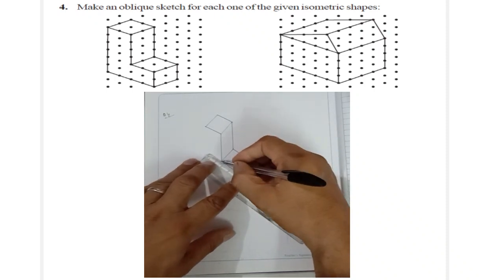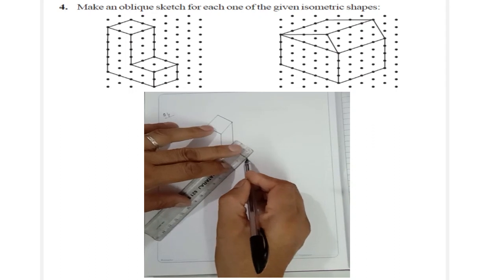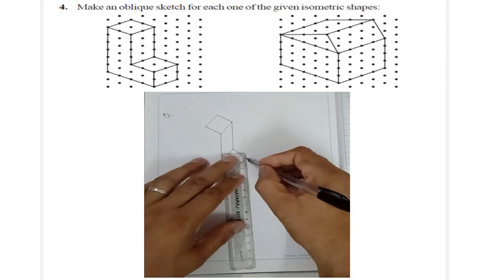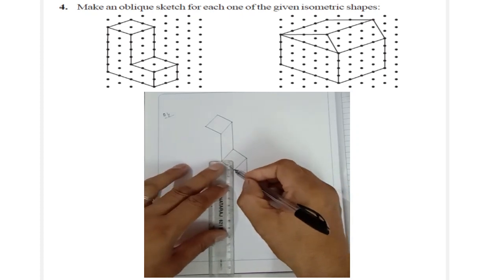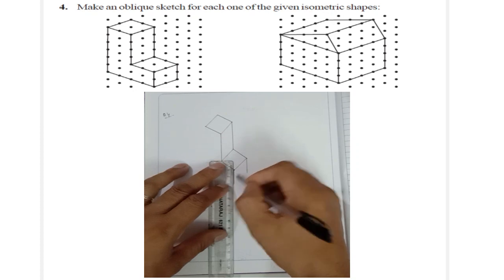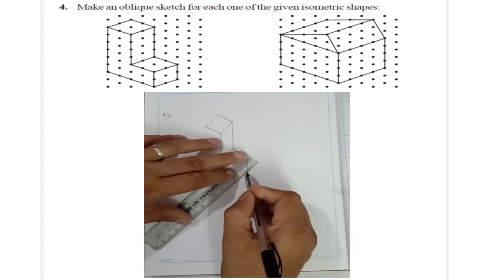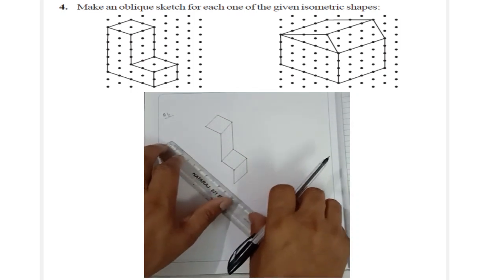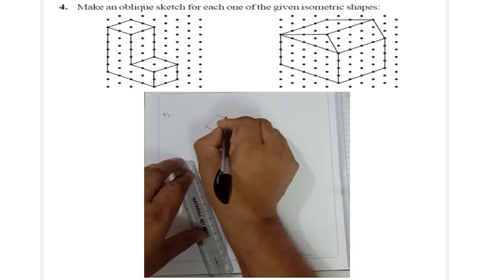Again it is 2 centimeter. This is again 2 centimeter. Then here again it is 2 centimeter. This is 2 centimeter. Again here it is 2 centimeter. So all these dimensions are of 2 centimeter.